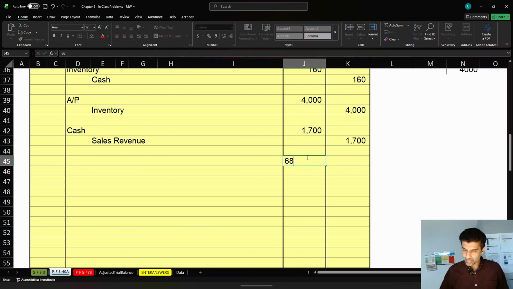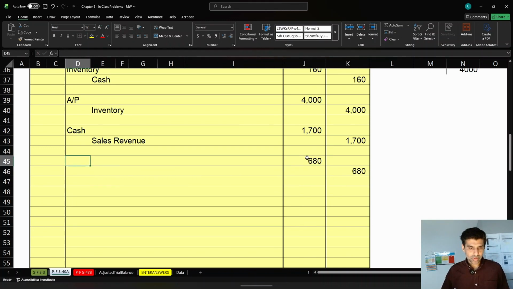The second one, we do cost of goods sold. That's our expense. And our inventory asset is reduced by that same amount.